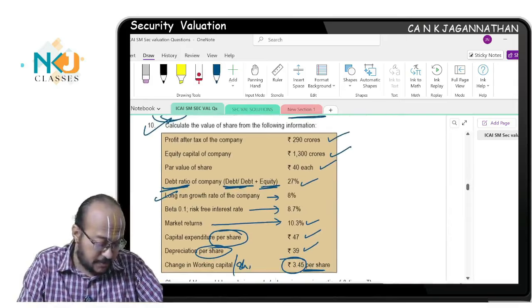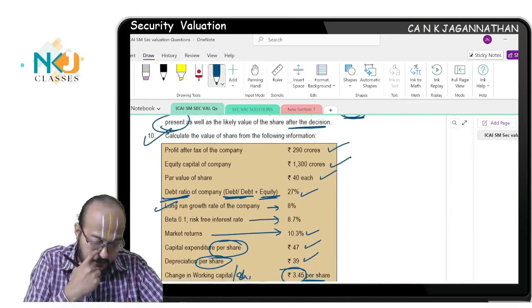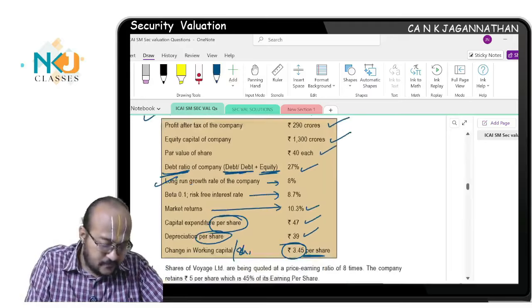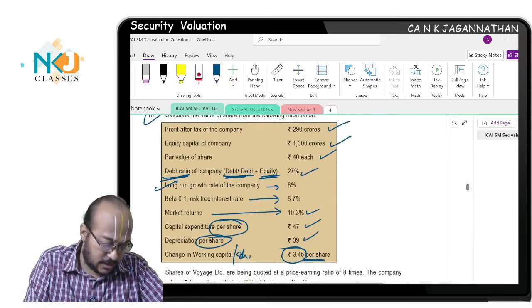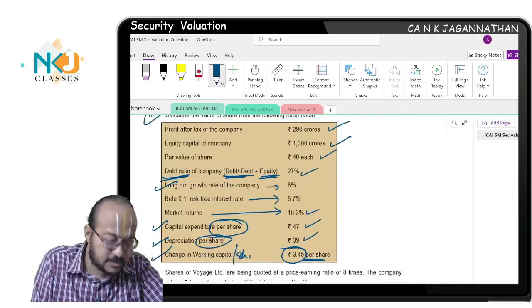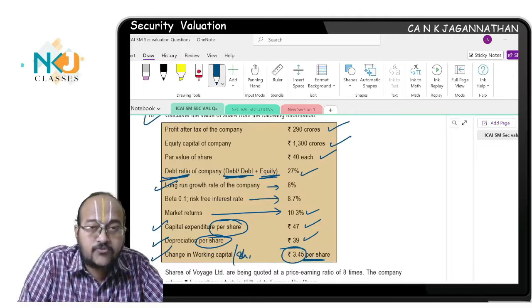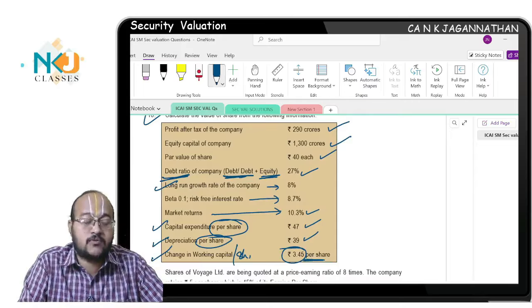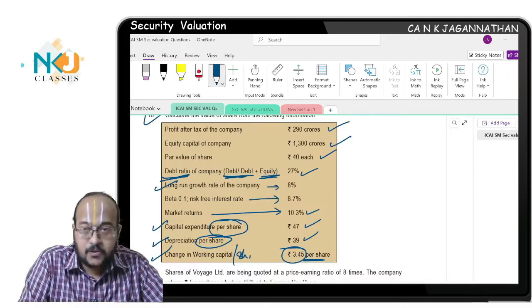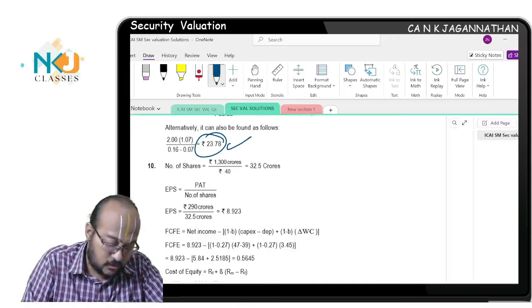Sir, how can I find out the value per share? See, very simple. If this data is given, you should understand that capex, depreciation, change in working capital, all these you will learn in the free cash flow model. You need to find out free cash flow to equity. This is a shortcut formula given for free cash flow to equity. How to find it out, I'll tell you, very simple.